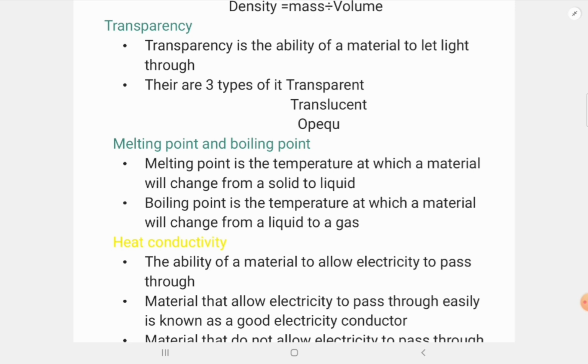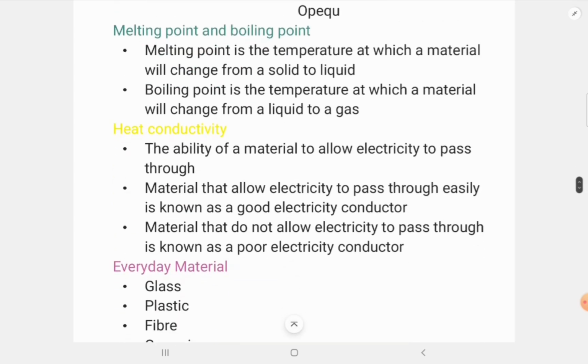Heat conductivity. This refers to the ability of a material to transfer heat. Metals that allow heat to be transferred easily are good conductors of heat. Poor conductors of heat do not allow heat to be transferred easily and are also known as heat insulators.